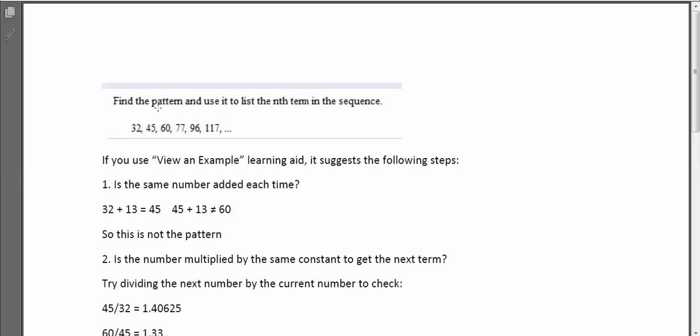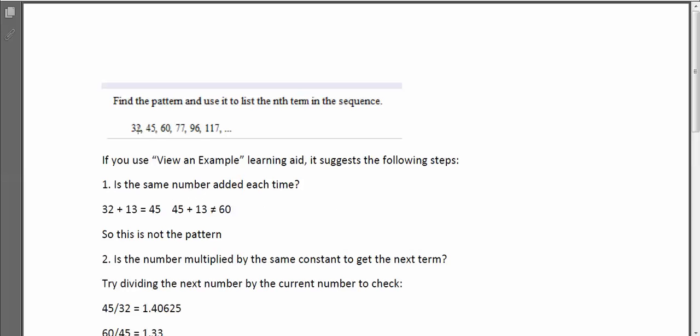It says, find the pattern and use it to list the nth term in the sequence. And here's the numbers that they give us so far. Again, I said the View an Example learning aid suggests the following steps. So the first thing, approach it in a very systematic way. The first thing it says is, is the same number added each time?